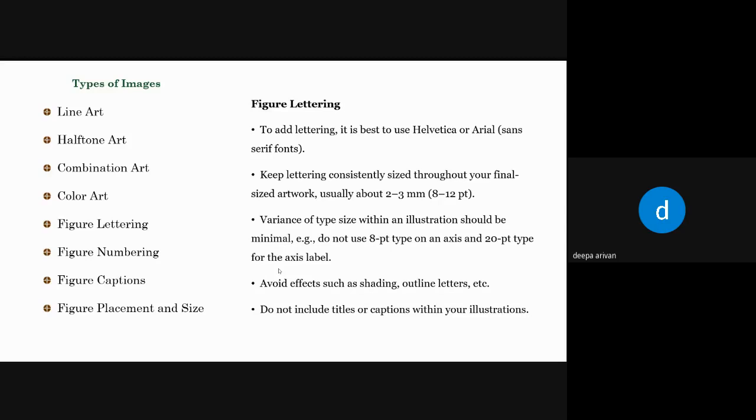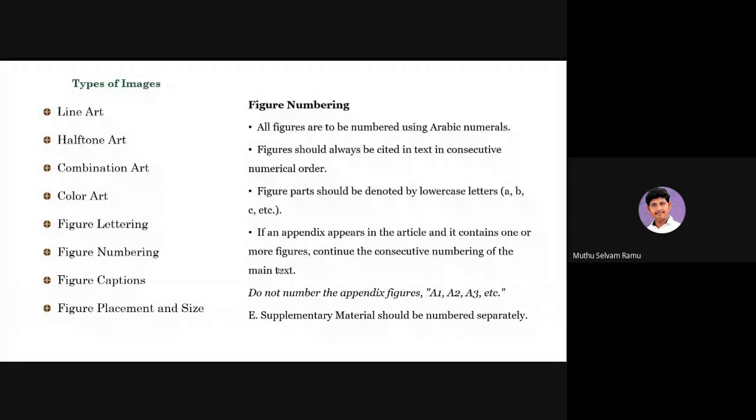And this is the prescribed thing. Helvetica or Arial is the prescribed font, and size is 8 to 12. You can avoid shading or giving outlines to the words, and don't include titles or captions within the illustration. So these are the basic contents for figure lettering. Next slide. Coming to the numbering of figures, what we should use for numbering.